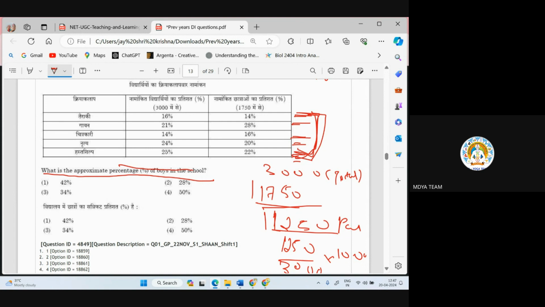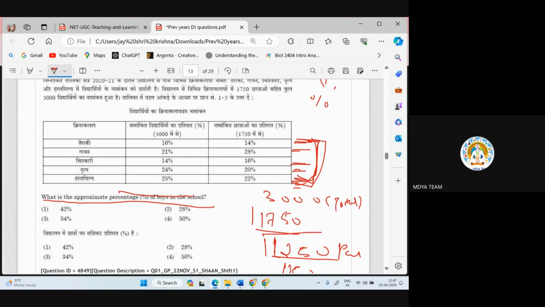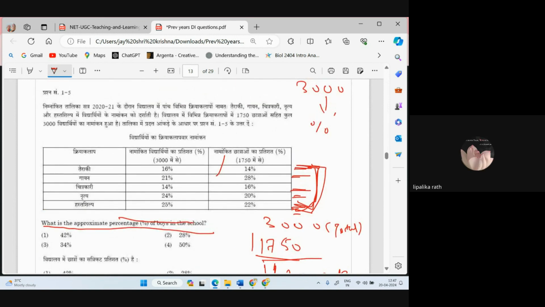Although it is not needed in this question, you can also come up with the number of boys from this table. First you will calculate the number of boys in swimming. I already told you how to calculate. Sir, this will be a lengthy process, na? This is a lengthy process and it is not needed at all, but I just want you to understand that you can also calculate this way, so that it will be used in the next question.